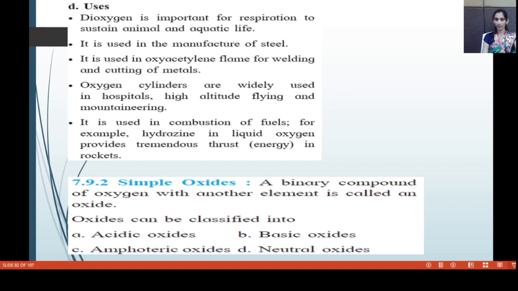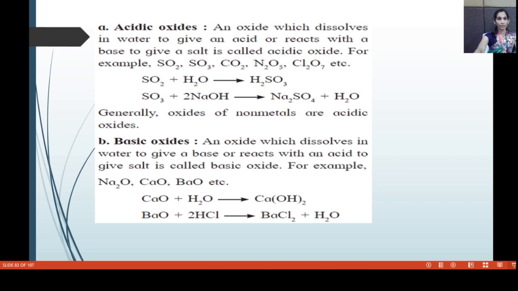Now some simple oxides. A binary compound of oxygen with another element is called an oxide. Oxides can be classified into different types, that means acidic oxide, basic oxide, amphoteric oxide and neutral oxides. Acidic oxides are oxides which dissolve in water to give acids or react with bases to give a salt. That means when these oxides react with an acid or base, they give a salt.